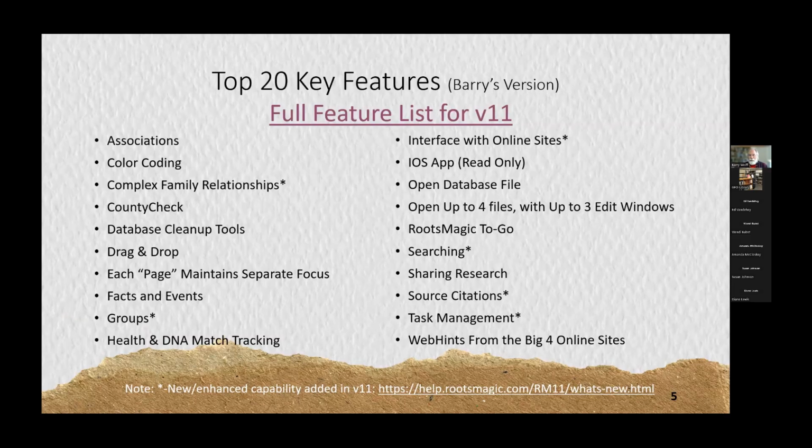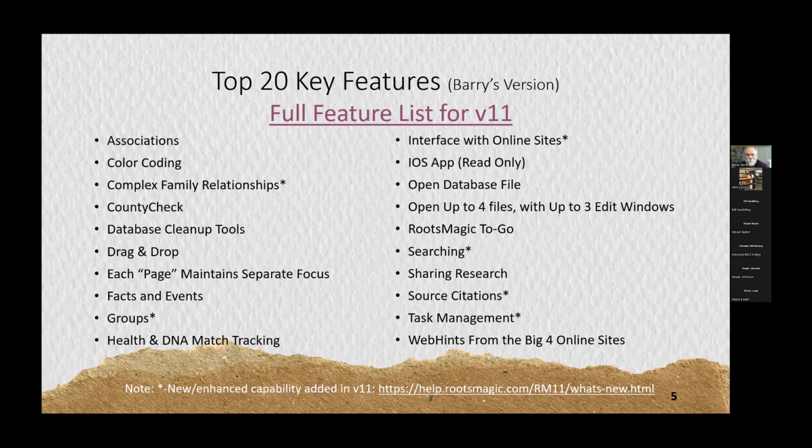This chart lists what I think are the top 20 features of RootsMagic, and rather than attempting to rank order them, I've just listed them in alphabetical order. The features with asterisks are either new or enhanced in version 11. The associations allow you to define a relationship between 2 people that's not based on a specific event or fact, like college friends, neighbors, business partners, landlord, tenant, etc.